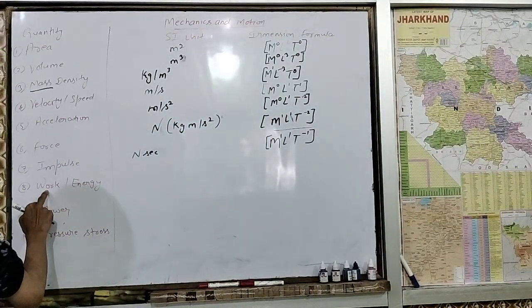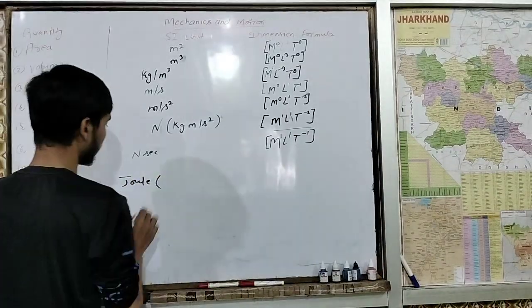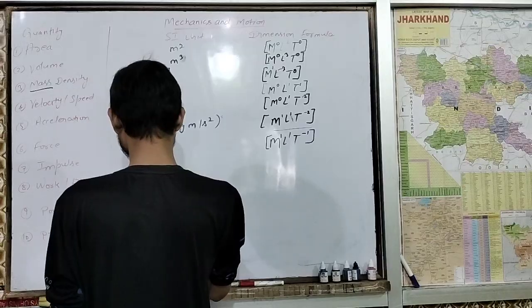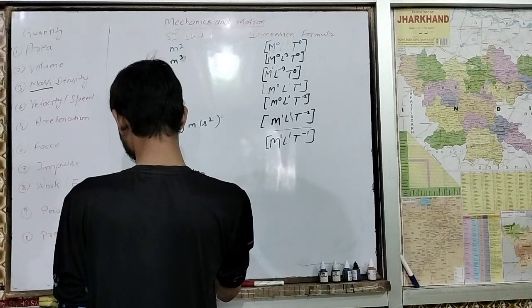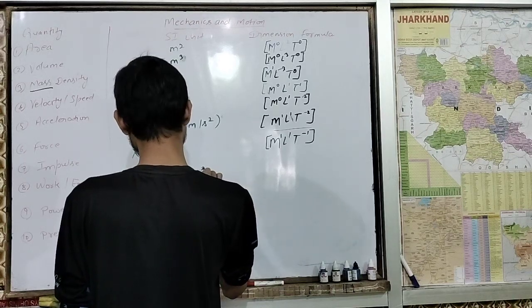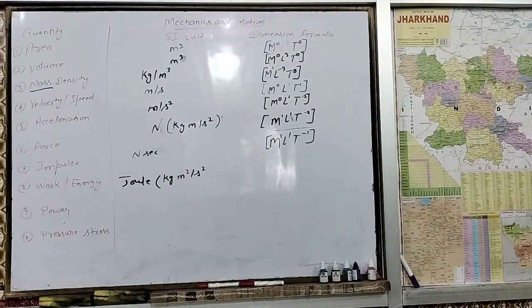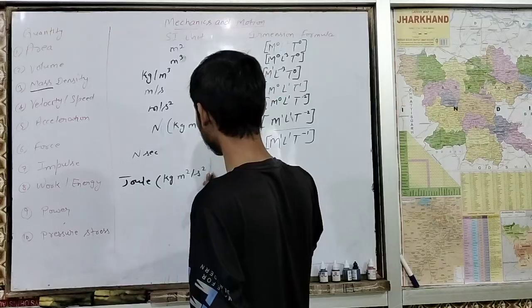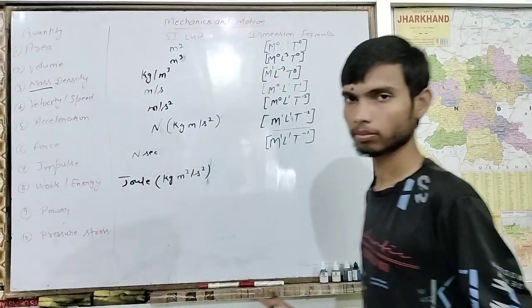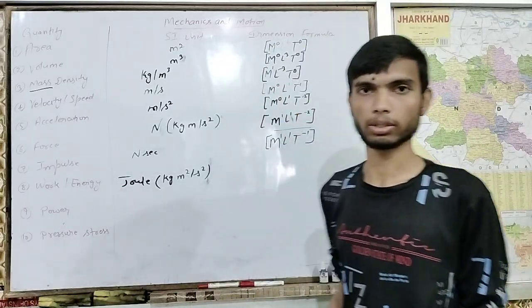The SI unit of work or energy, you know, is just joule, or it can be kg meter square per second square. This is complete. Remember, joule is the unit for work as well as for energy. You can see joule is the SI unit for work and it is also the SI unit for energy.